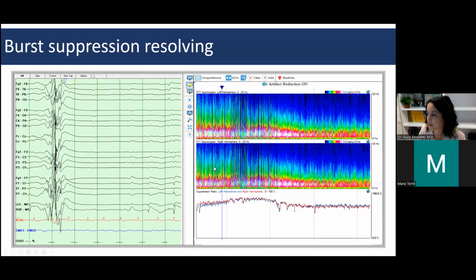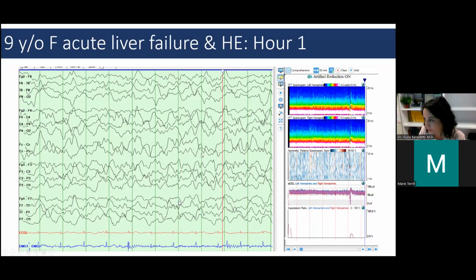So you can see this comb tooth pattern of burst suppression at the start of the EEG, and then over a few hours, it starts to become more and more continuous. Your suppression ratio drops out, and she made a full recovery.